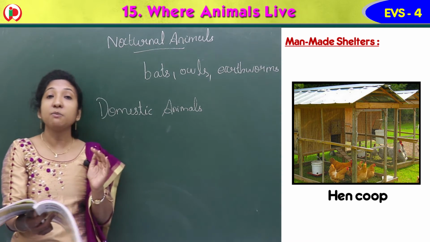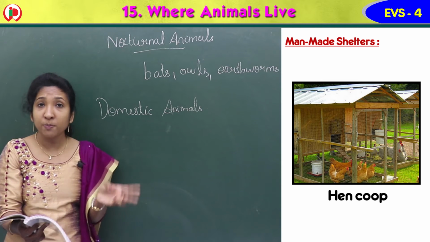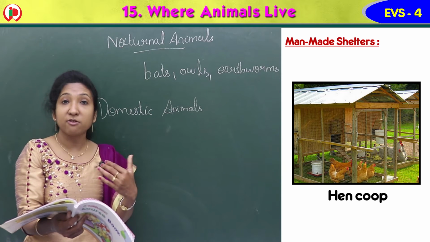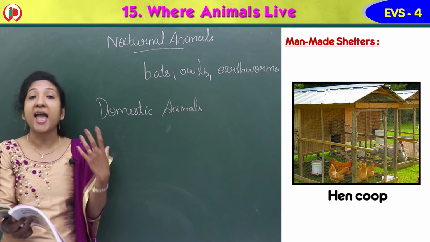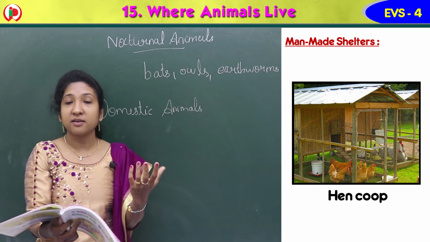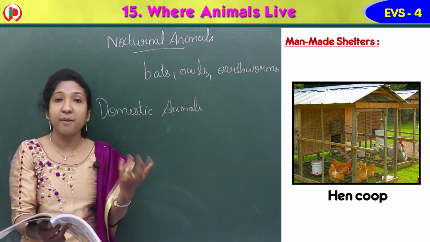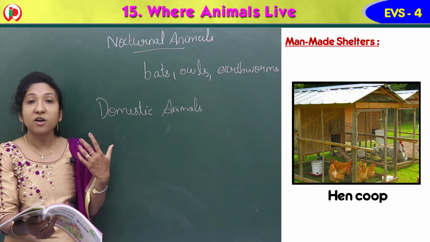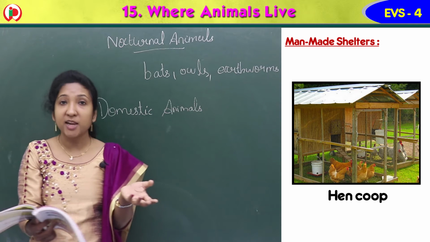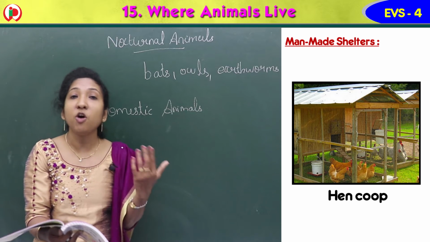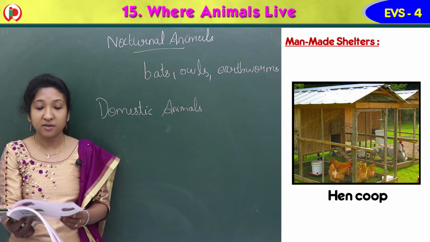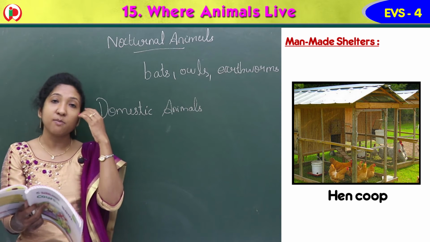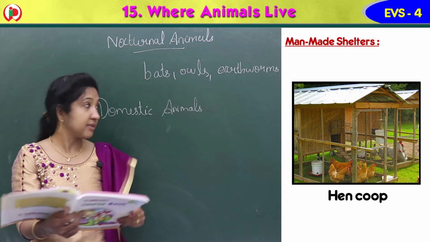So these are man-made shelters, isn't it? Coop, stable, shed. These are the shelters built by man for the animals, domestic animals, or we say farm animals. We keep them on the farm so that we get milk, eggs, meat, etc. So they are called farm animals or domestic animals, and man builds shelters for them and takes care of them. That's why they are called man-made shelters.